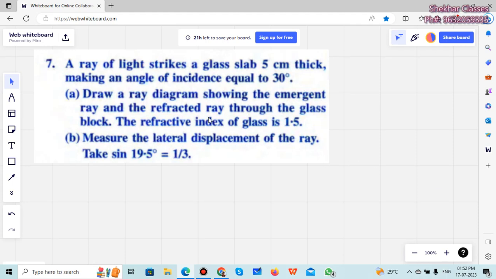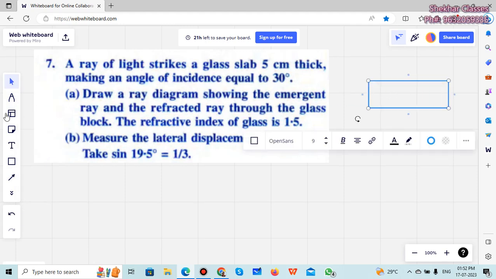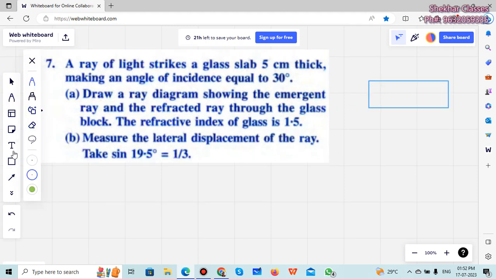A ray of light strikes a glass slab 5 cm thick, making an angle of incidence equal to 30 degrees. So you know what exactly happens in it. I can just roughly tell you and then move on from there. Fine, we'll draw the proper diagram later on. So say there is a ray of light coming and making an incident angle of how much? 30 degrees here. Okay.